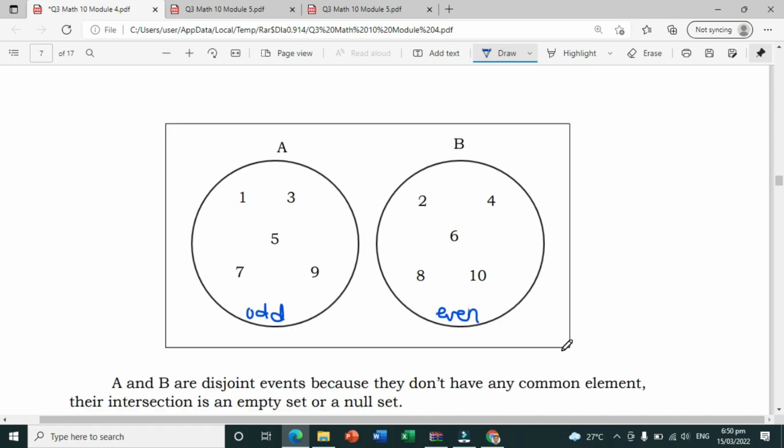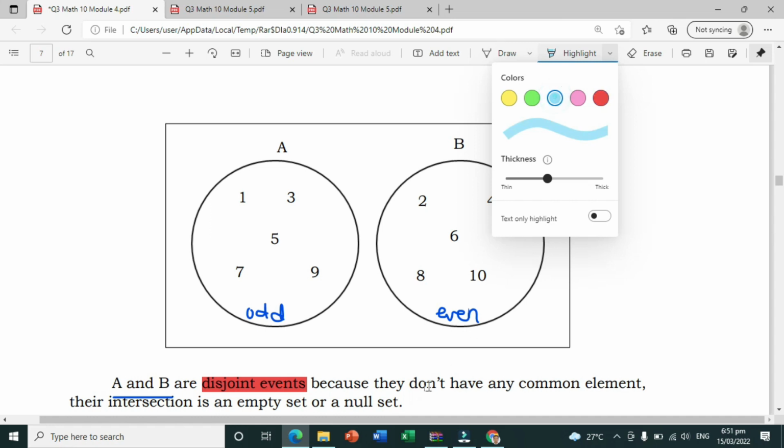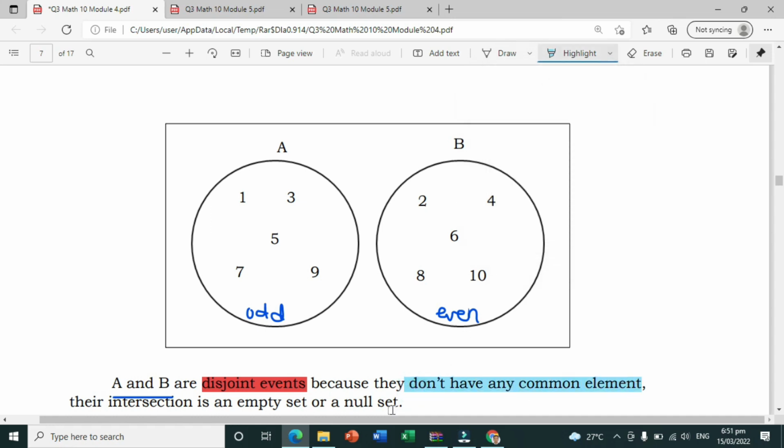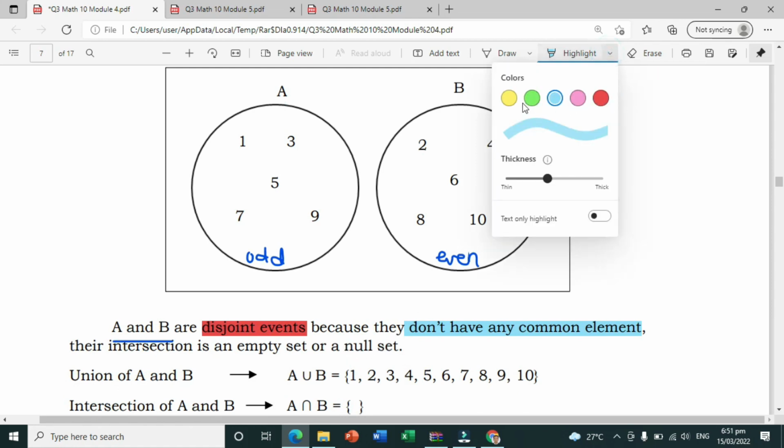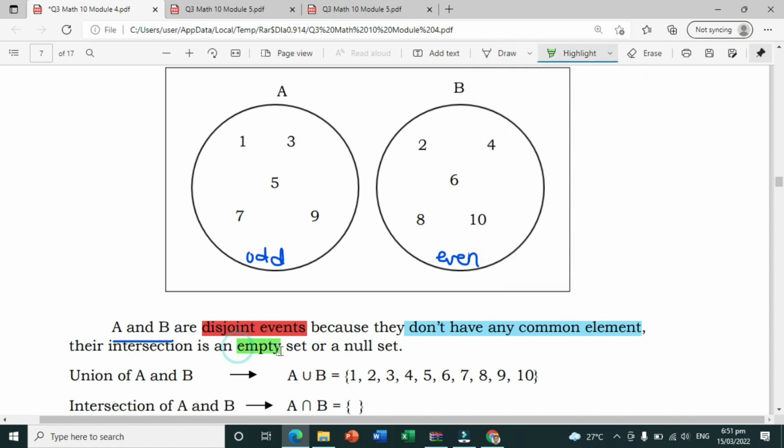Okay? So, do you see any numbers in A that you also see in B? Of course, none. Right? So, this is it. A and B are disjoint events, because they don't have any common element. So, their intersection is an empty set or null set. That means they have nothing in common, it is just empty. So, we still place a set, but with no numbers written.